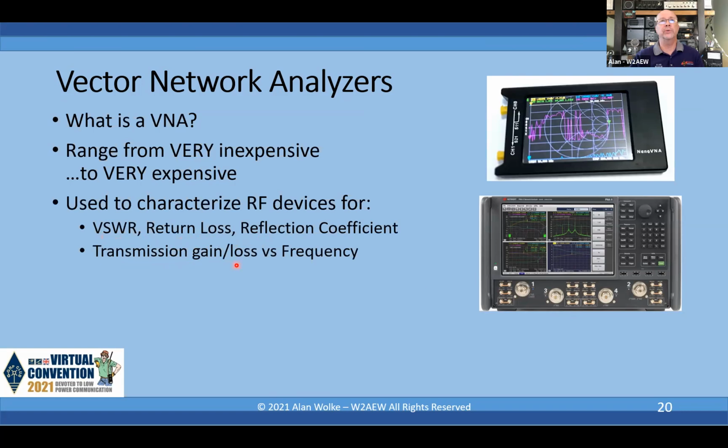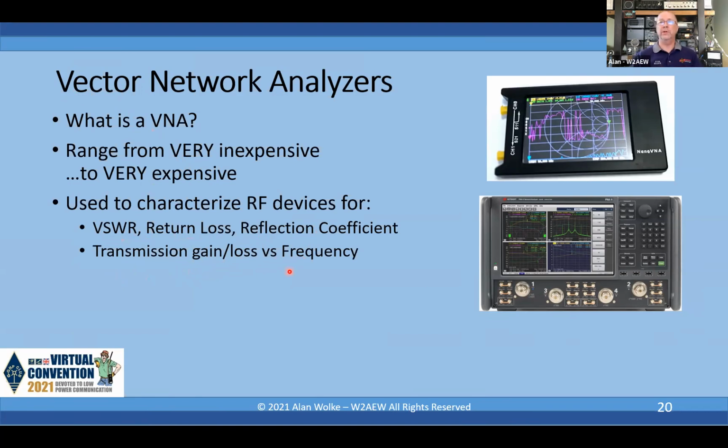and loss versus frequency. So the same kind of things we were just talking about with a tracking generator on a spectrum analyzer. The difference is with a VNA, the V stands for vector, which means it not only measures the amplitude of the return loss, reflection coefficient, transmission, et cetera, versus frequency, but it also measures the phase.